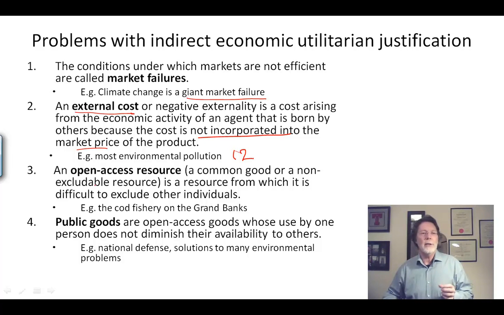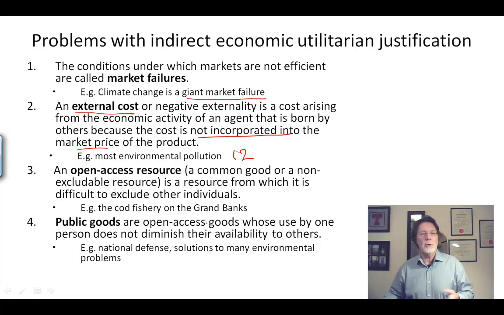And open access resources, or a common good or a non-excludable resource, which is a resource you can't keep other people out of, can lead to what are often called tragedy of the commons situations, like the cod fishery on the Grand Banks, because everybody went out there to get as many cod as they could get. They were an open access resource. Everybody was allowed to go, and it eventually depleted the resource until everybody suffered. So I'll talk a little more about that in the next chapter, and also this notion of a public good.